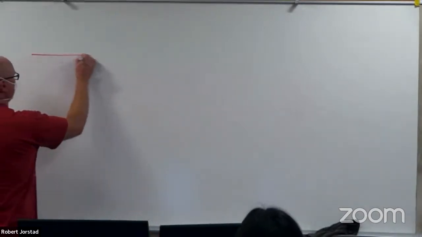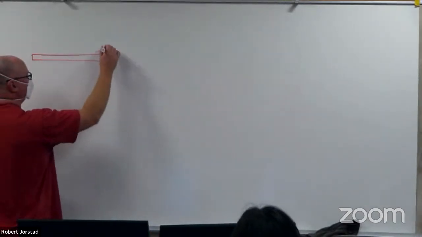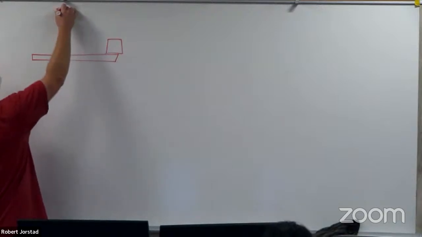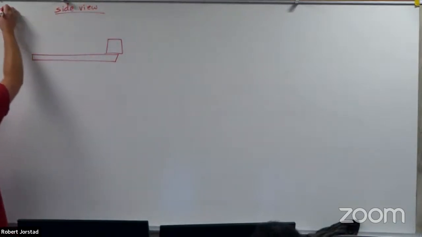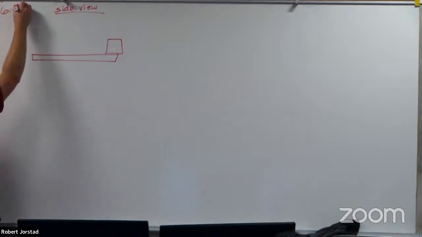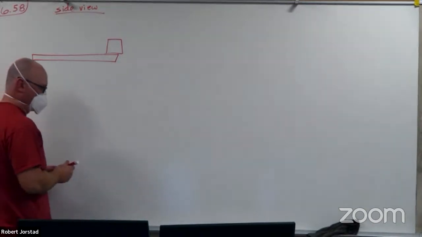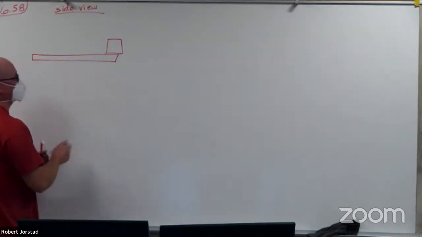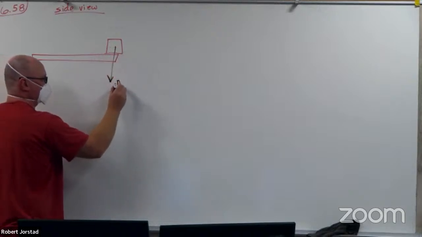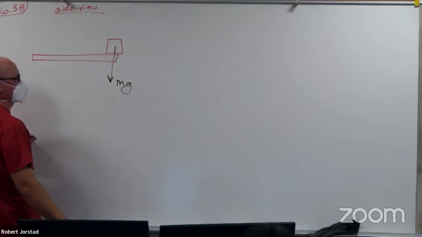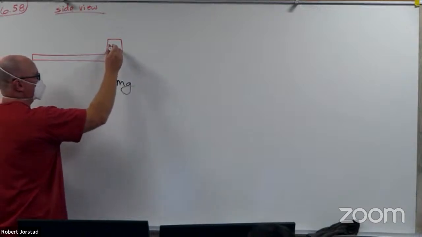Pick an arbitrary mass. Here's a block. I'm going to indicate clearly this is a side view. What problem are we on? 658? Yeah. Thank you. Okay. What are the forces acting on this stupid thing? Give me one of them. MG downward. MG. I'm down with that. What else? Normal. Which way?